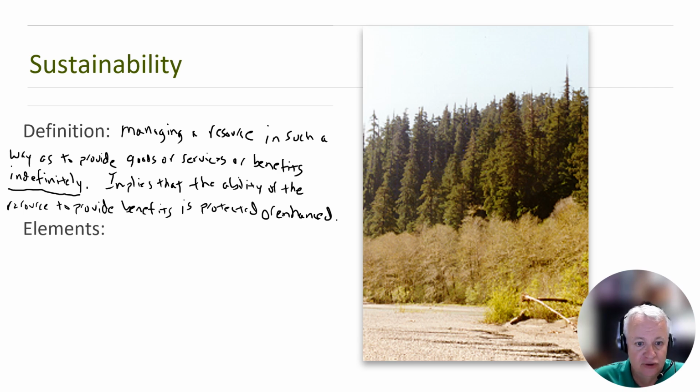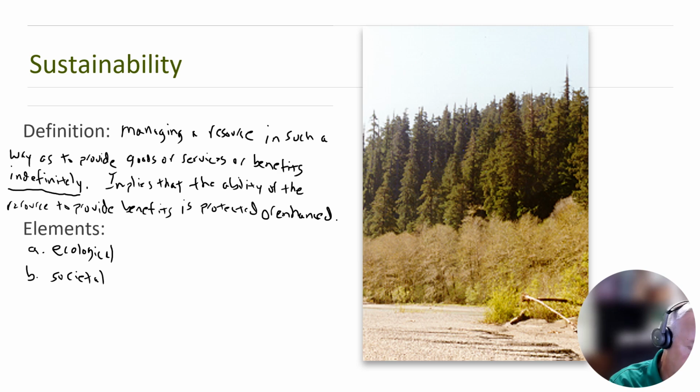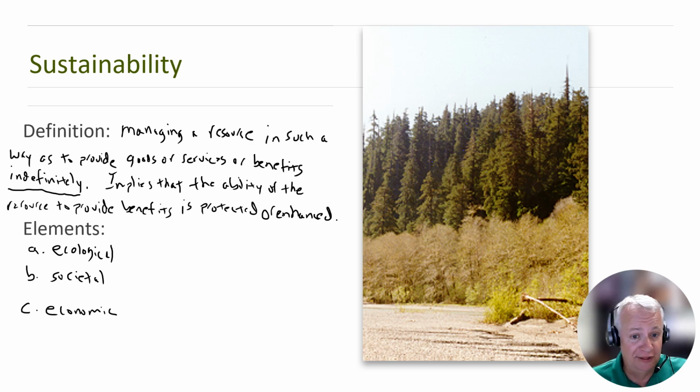Now, sustainability usually is defined not just in terms of dollar signs. It usually is defined in terms of different elements, and there are 3 elements that often turn up in terms of sustainability. Those are ecological, societal, and economic. Do those sound familiar? Those were the 3 constraints on natural resource management, right? Well, these are sometimes called the pillars of sustainability.